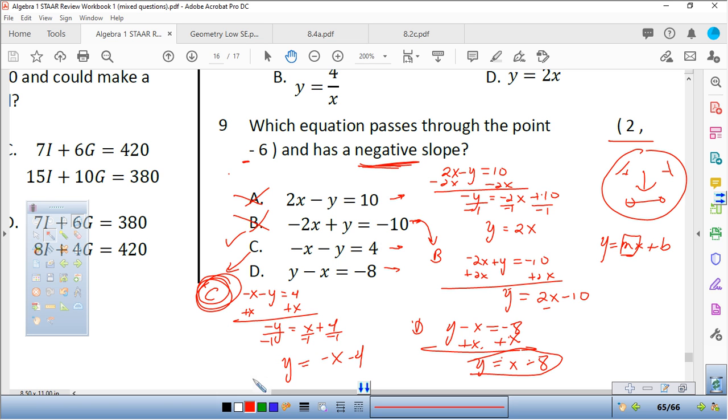So, now, just to check if it passes through 2, negative 6, you need to do this. You actually need to get x to be 2. You need to get y to be negative 6, and plug it into this equation. So I'll do that. We'll go with negative 6 equals a negative 2 minus 4. Negative 6 is equal to a negative 6. Check. It does.